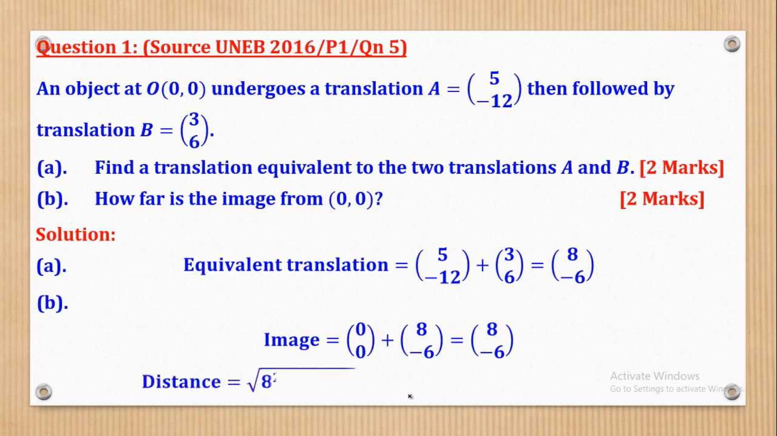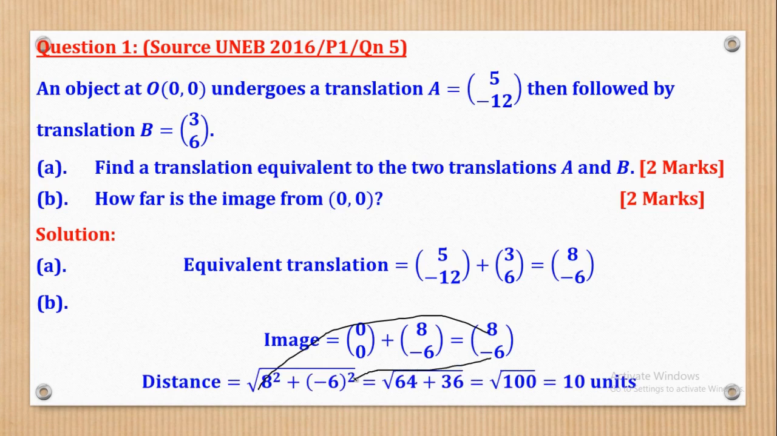The distance will be the magnitude. So the magnitude of this will be 8 squared plus negative 6 squared, everything under square root, to come up with 10 units as the required distance.